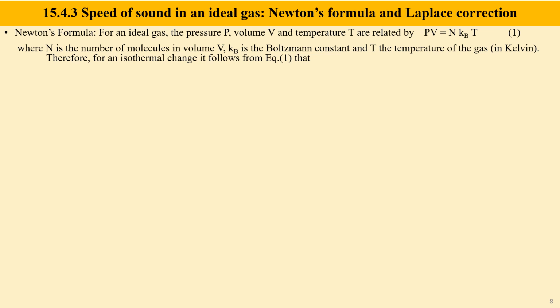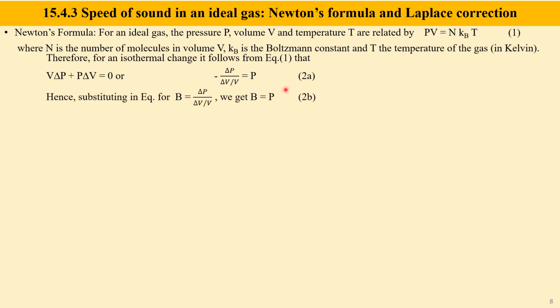Therefore, as assumed by Newton, for an isothermal change in equation 1, we can write it as V into delta P plus P into delta V equal to 0, or rearranging this equation we get minus of delta P over delta V upon V equals P. Let it be equation 2a.